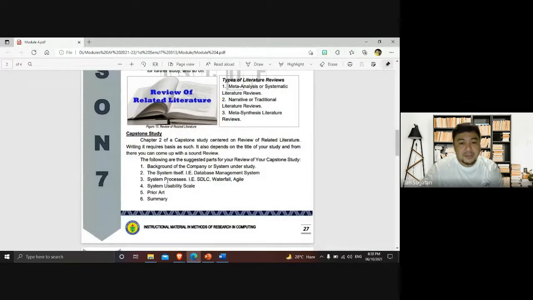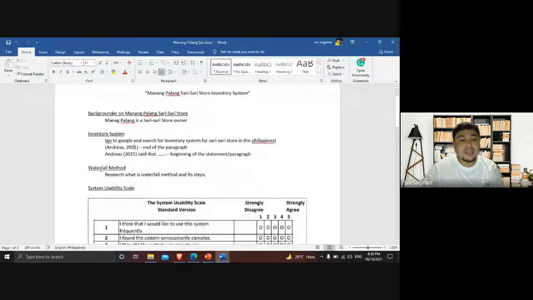Number 3 is the system process. Like example, SDLC, waterfall, etc. So kung abi lang kung yung pili is waterfall method. So kung waterfall method ang pilion nyo, research nyo kung what is waterfall and its steps. So ibutang nyo yung dadi ang waterfall method.